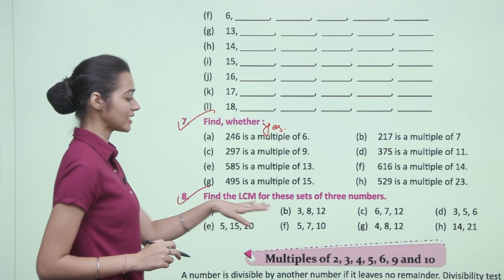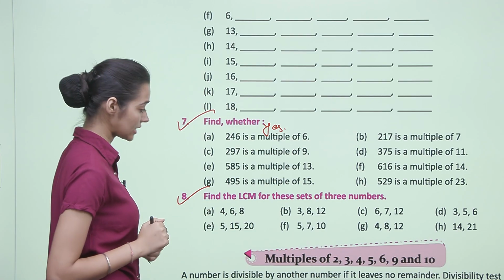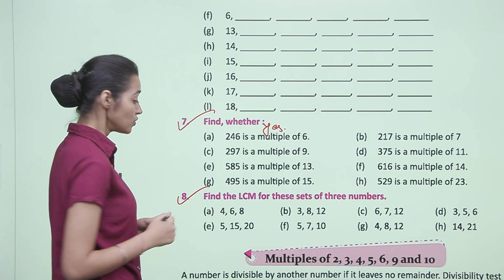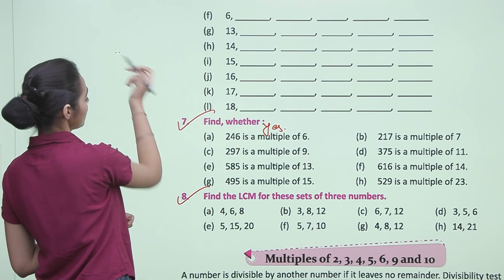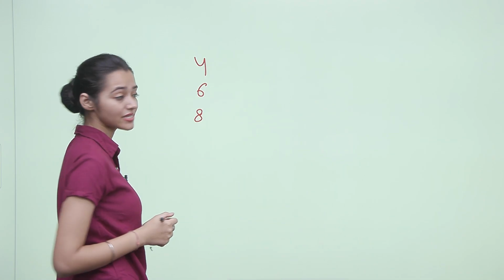Now in the next one we have to find the LCM for these set of 3 numbers. Now 4, 6 and 8 we have to find the LCM. So here is our 4, here is our 6 and here is our 8. We have to find their LCM.